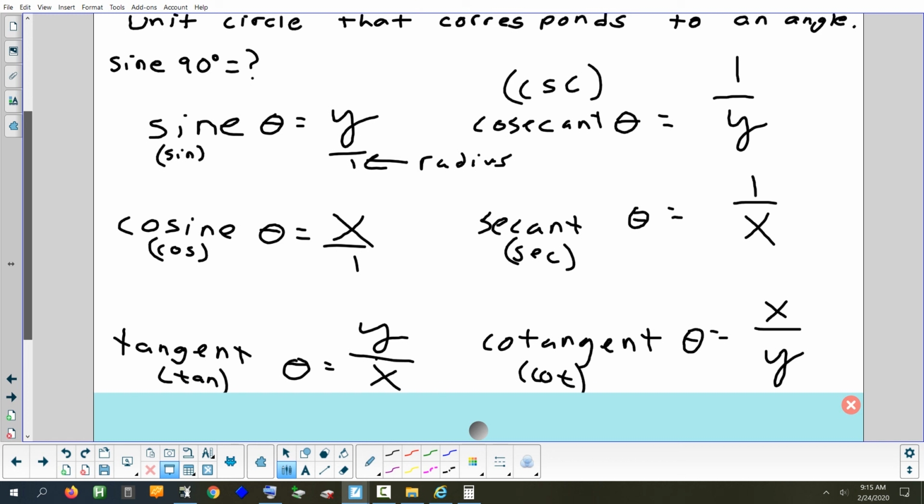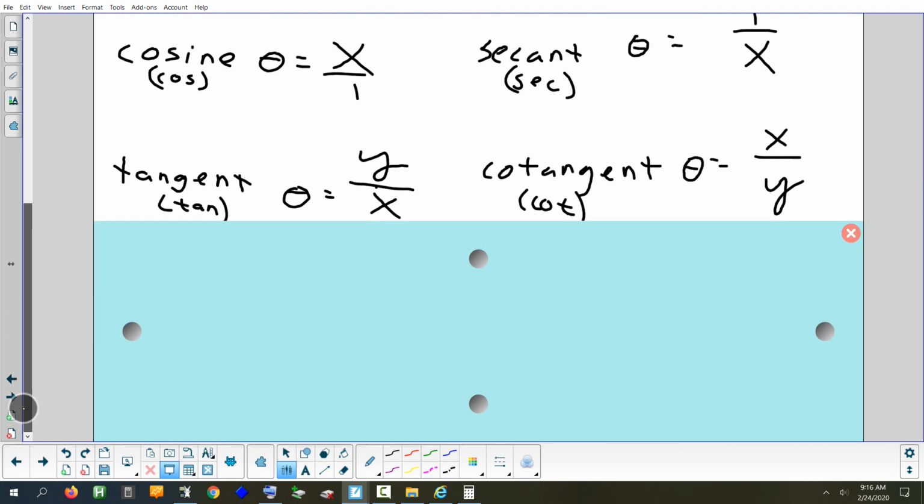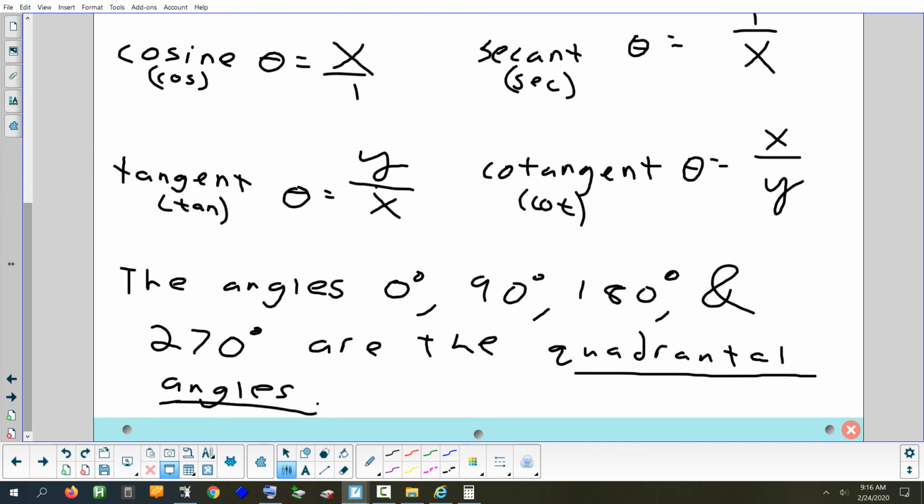Okay, so pretty much from now until the end of the year, anytime that I write a trig function on the board, I'm going to use one of those abbreviations. I already told you guys that earlier. But the angles 0, 90, 180, and 270, those are quadrantal angles, and I already explained why.